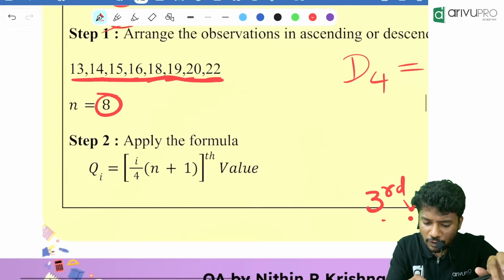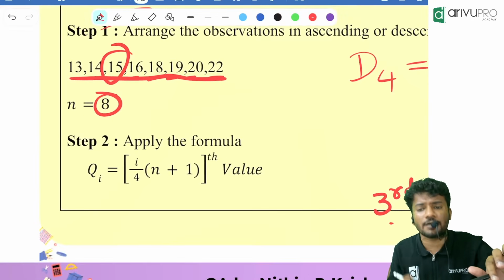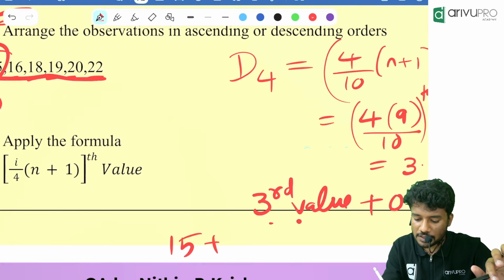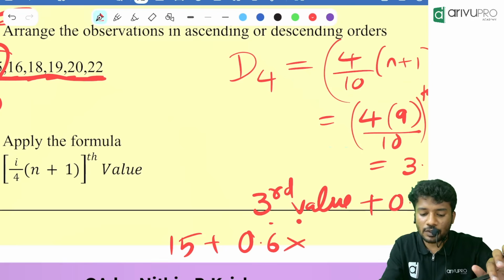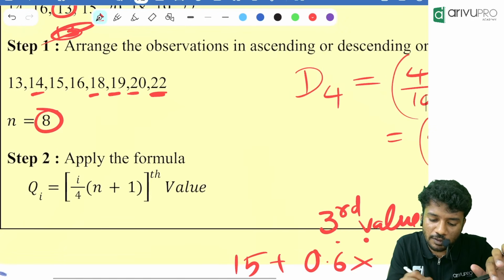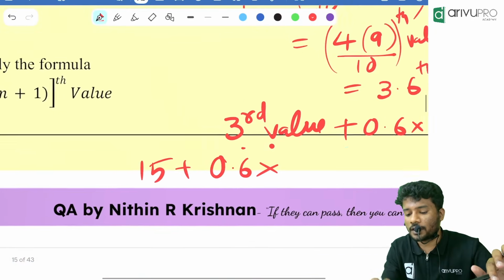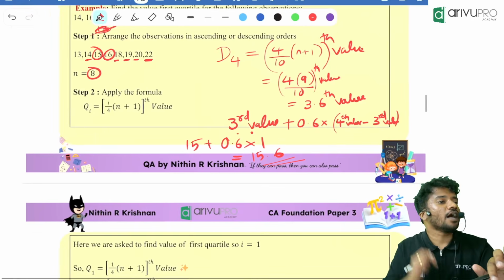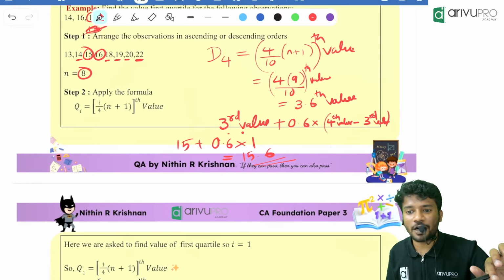Which is the third value over here after arranging in increasing order? That is 15. Put the 15 over here. 15 plus 0.6 into gap. What is the difference between 15 and 16? 1. Put that 1. How much is the answer, people? 15 plus 0.6 is 15.6. Understood the question? Understood the approach?